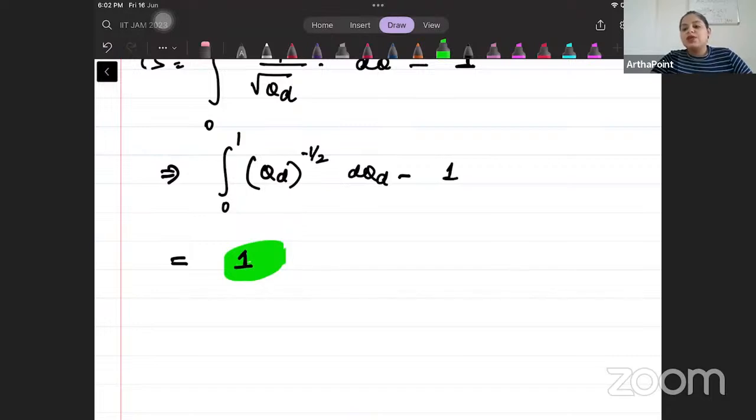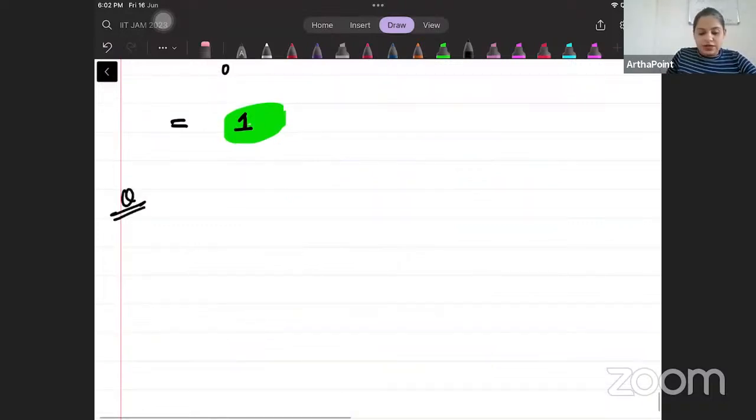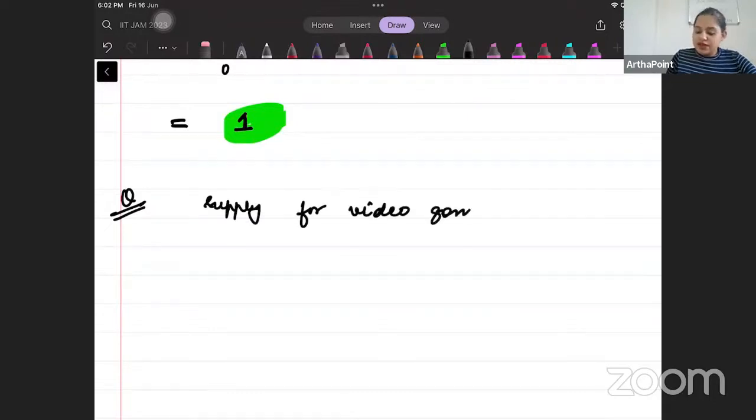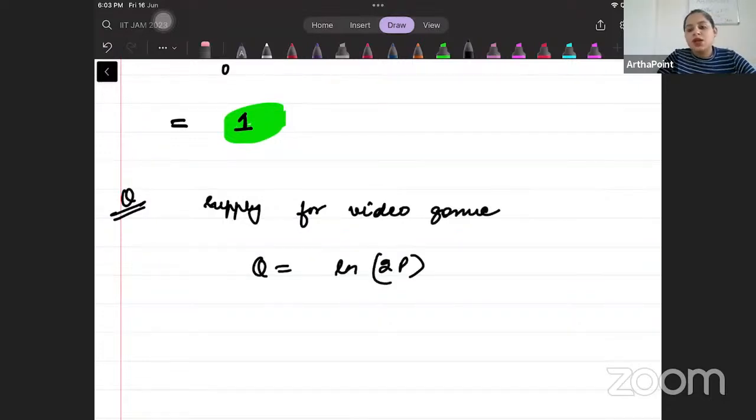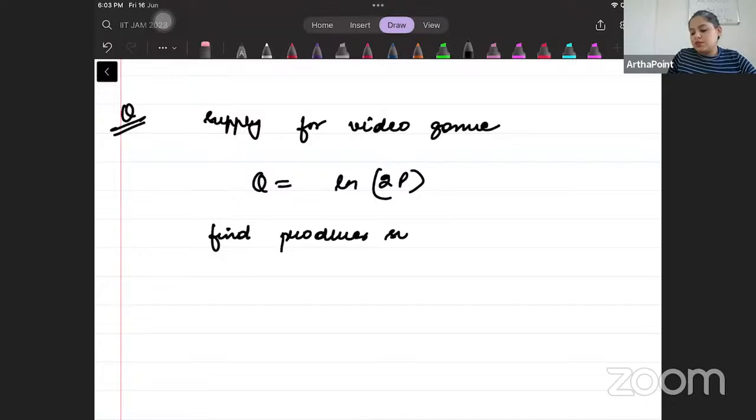Okay, now beta, I will give you another question, but now I will give you on producer surplus. So please write down the question. The supply for a video game is given by the equation Q is equal to ln 2p. Right? It says find producer surplus at P is equal to 1. This is the question that you are given.